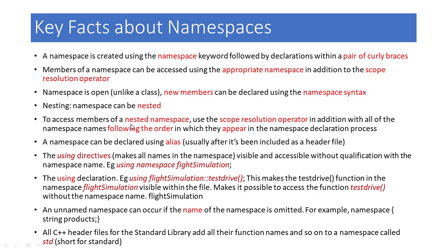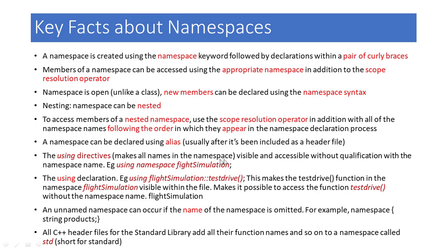To access members of a nested namespace, use the scope resolution operator in addition with all of the namespace names following the order in which they appear in the namespace declaration process. A namespace can be declared using an alias, and that is usually after it has been included as a header file. In other words, add a namespace file to your application as a header file, then create an alias from the namespace in your program.